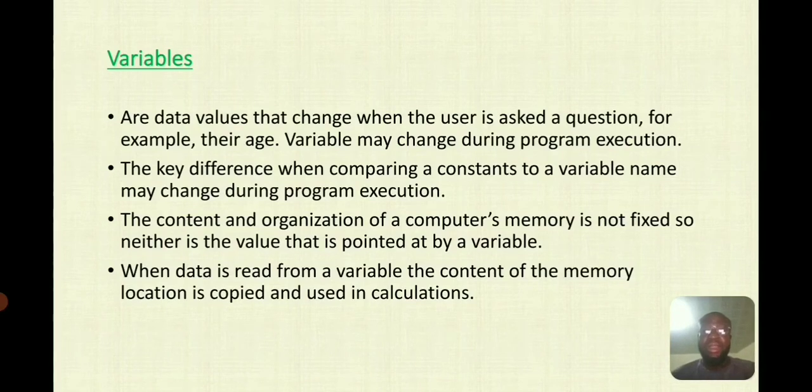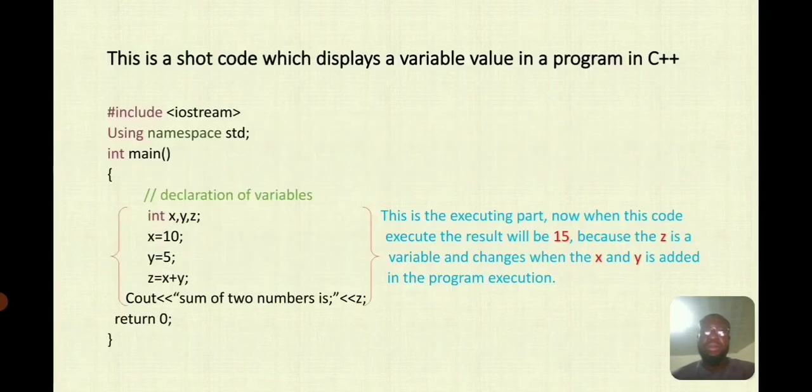The content and organization of a computer's memory is not fixed, so neither is the value that is pointed at by the variable. When data is read from a variable, the content of the memory location is copied and used in calculations. Now, this is also a sample of code which will bring out some variables when it's being executed or run.